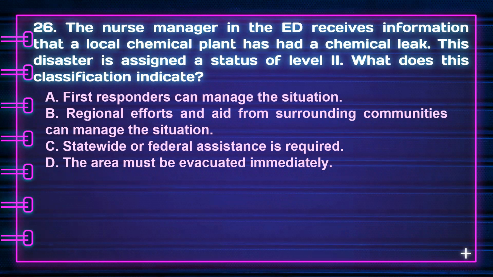Of course, when we talk about level 2, that indicates regional efforts from the surrounding communities will be able to manage the situation. Local efforts are likely to be overwhelmed, while state and federal assistance are not necessary because that will be focused on level 3 or 4. The disaster level does not indicate necessity of evacuation this time. Answer is letter B. Regional efforts and aid from surrounding communities can manage the situation.